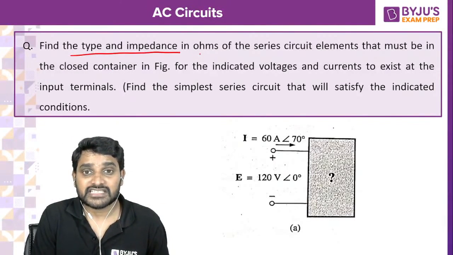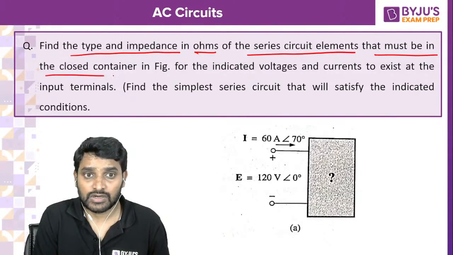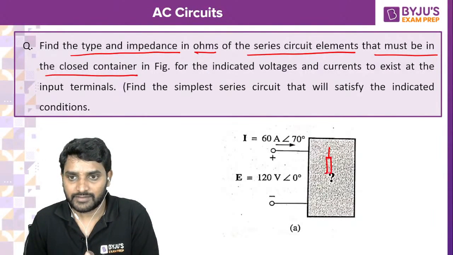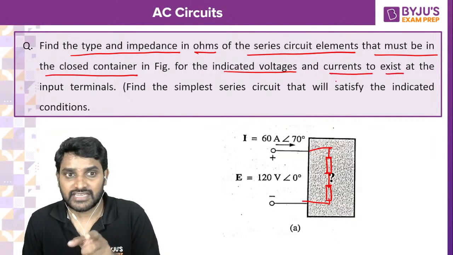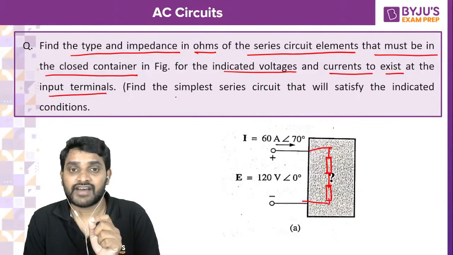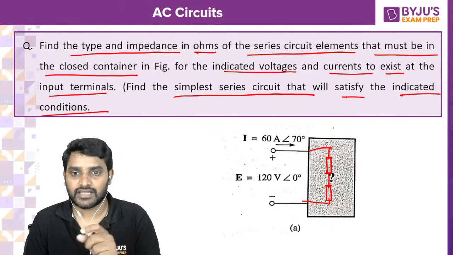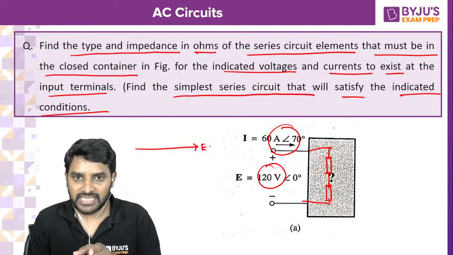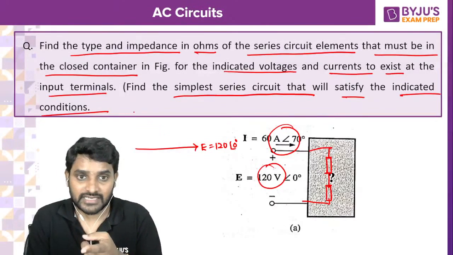Find the type of impedance in ohms of the series circuit elements that must be in the closed container. This is the closed container. We have series elements: element 1 and element 2. For the indicated voltage and current to exist at the input terminals, find the simplest series circuit that will satisfy the indicated conditions. Here is the voltage and here is the current. If you take the voltage as reference, E is 120 at an angle 0 and the current is 60 at an angle of plus 70.